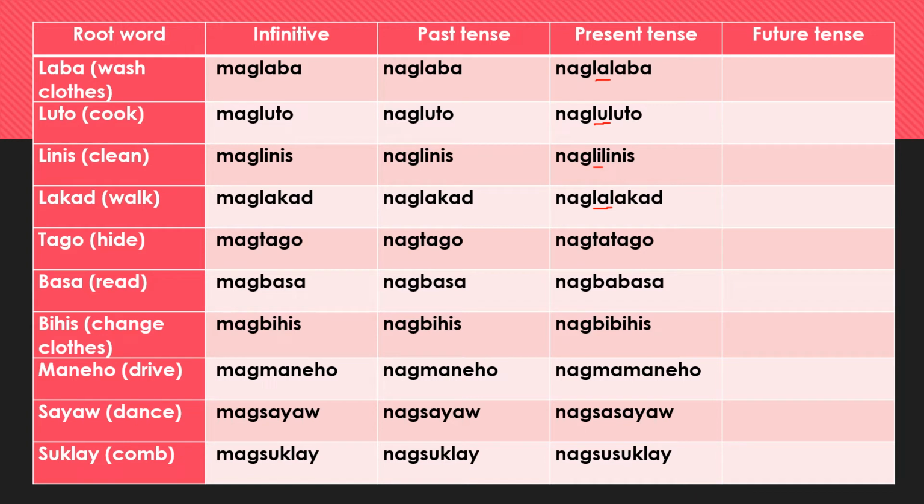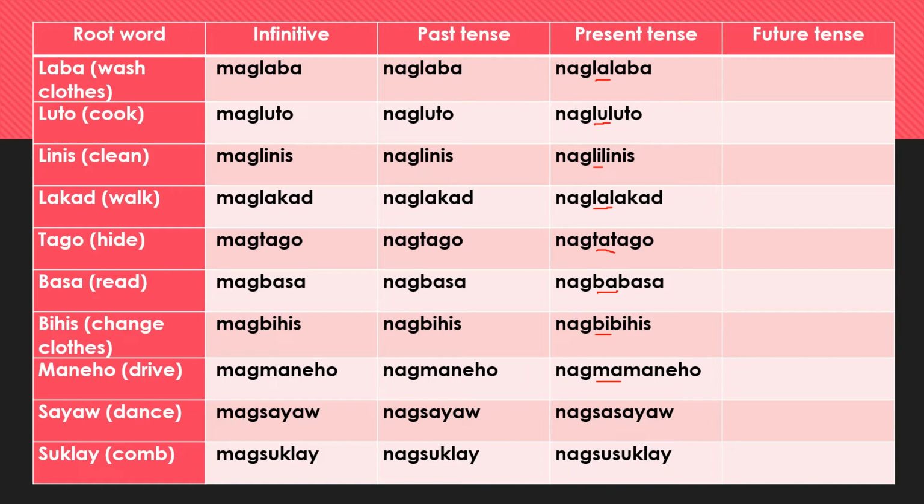Next is tago. The first syllable is ta. Nagtatago. Next is basa. The first syllable is ba. Nagbabasa. Sunod is the first syllable B for bihis. Nagbibihis. Next root is manejo. The first syllable is ma. Nagmamanejo.